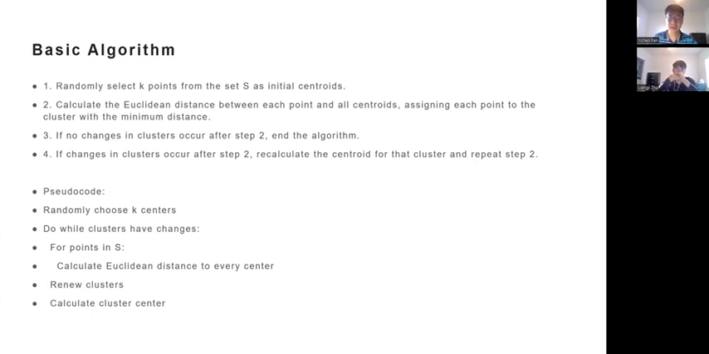First, randomly select K points from S as initial centroids. Second, calculate the distance between each point and all centroids. Assign them to the cluster with the minimal distance. If no changes occur, end the algorithm. Otherwise, recalculate the centroid for that cluster and repeat step 2.